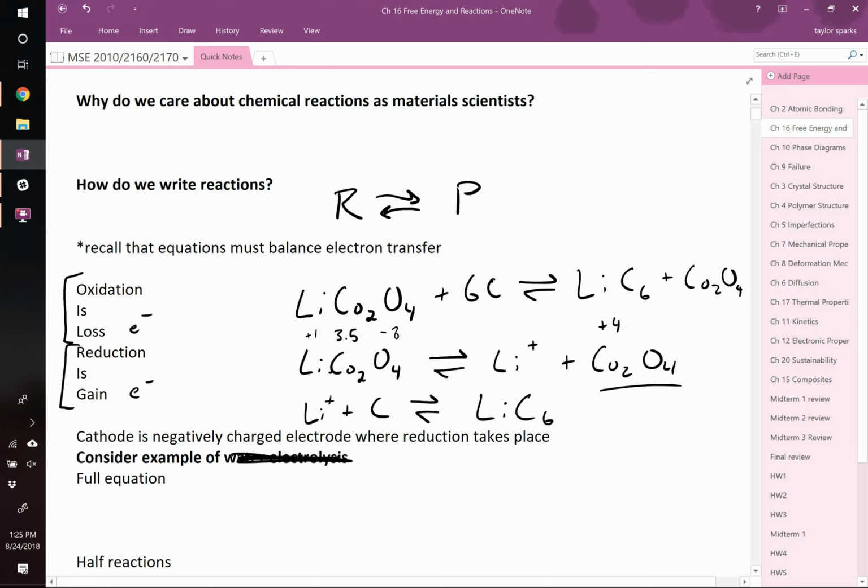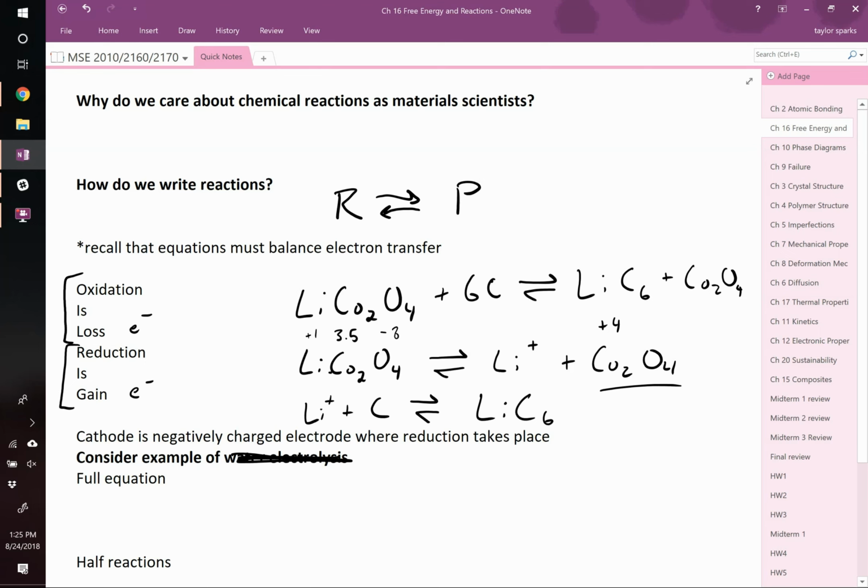So cobalt has lost an electron. There were 2 cobalts before. One was 3+, one was 4+. Now there's 2 cobalts. One is 4+, one is 4+. So on average, you've lost 1 electron for that reaction. If you lost an electron, that was your oxidation, right? That was oxidized the way I've written it.